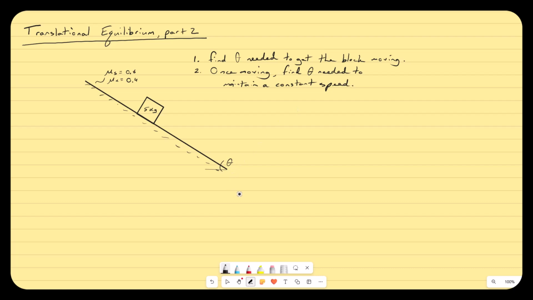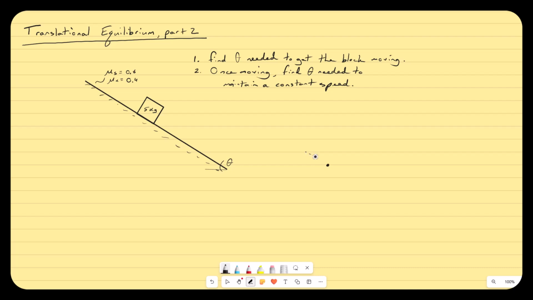Two questions. We're going to find the angle that we need to get this block moving, or phrased a different way, find the maximum angle that we can incline this table to so that the block doesn't start moving. And then separately we're going to find the angle that we need to maintain a constant speed. This sounds like a good situation for a free body diagram.